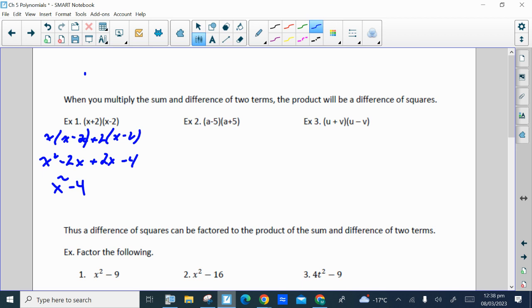which we call a difference of squares because of three things. There's two terms there. It's the difference of two squares.